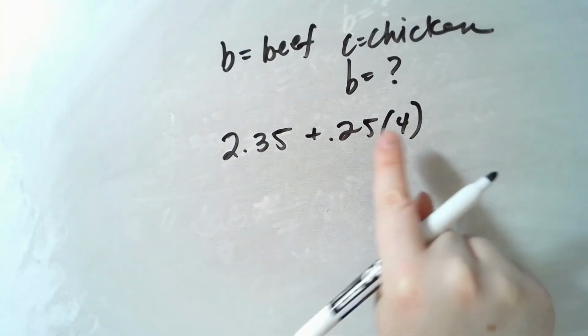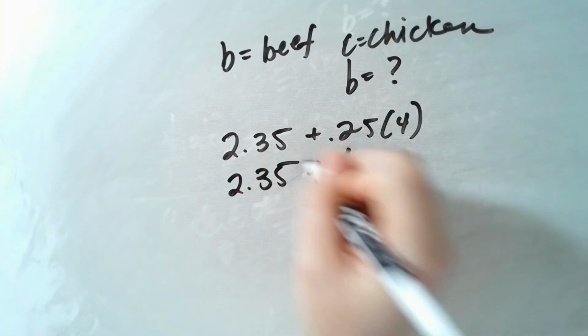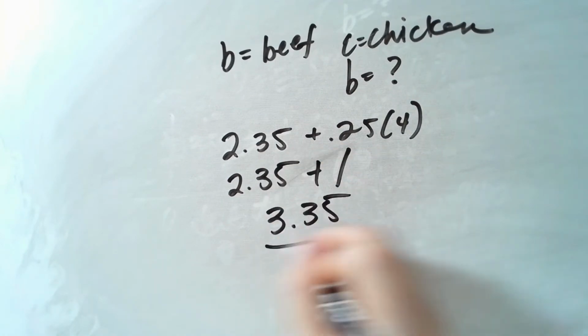4 times 0.25, nice and easy, just 1, plus 2.35, 3.35 is your final answer.